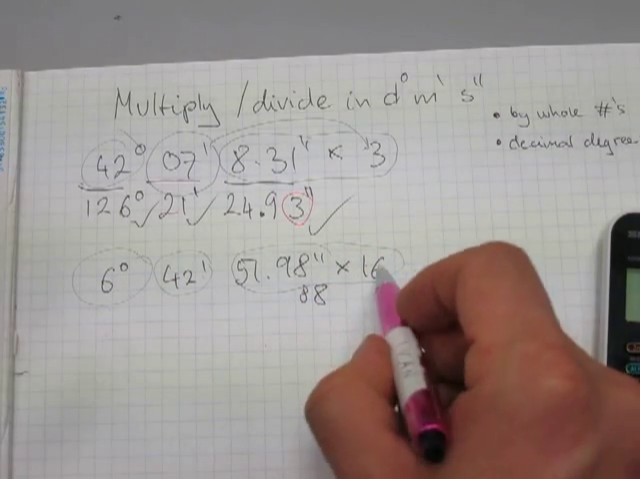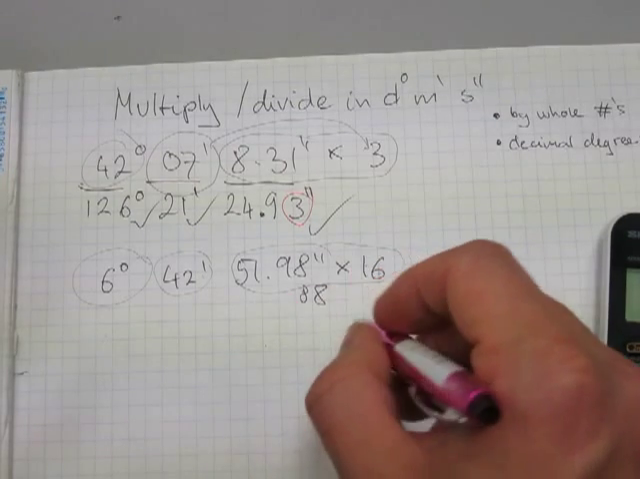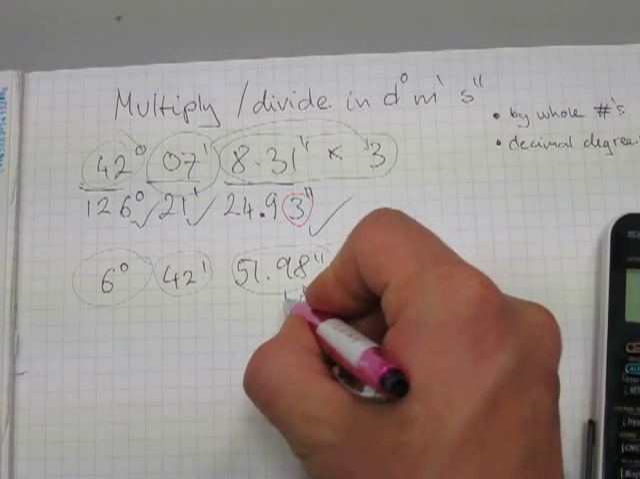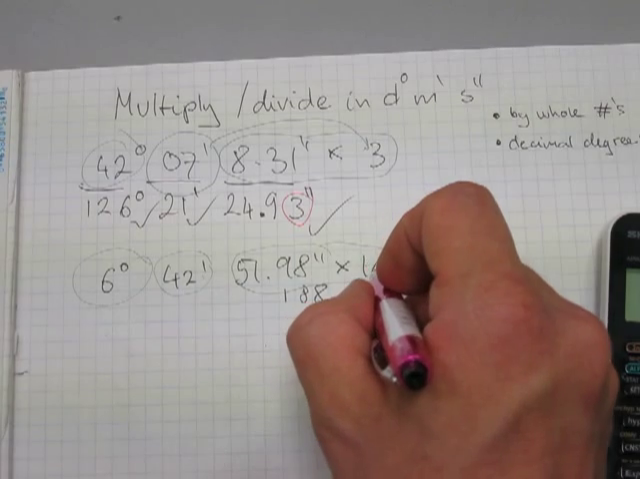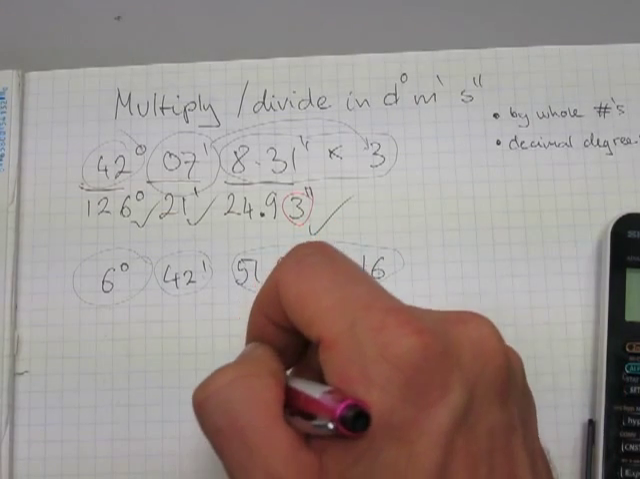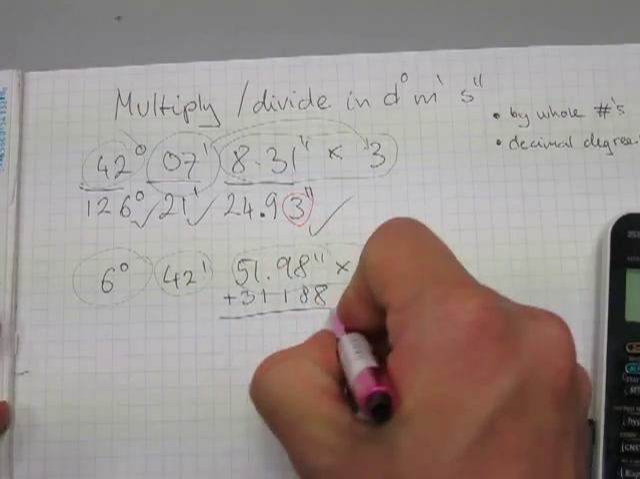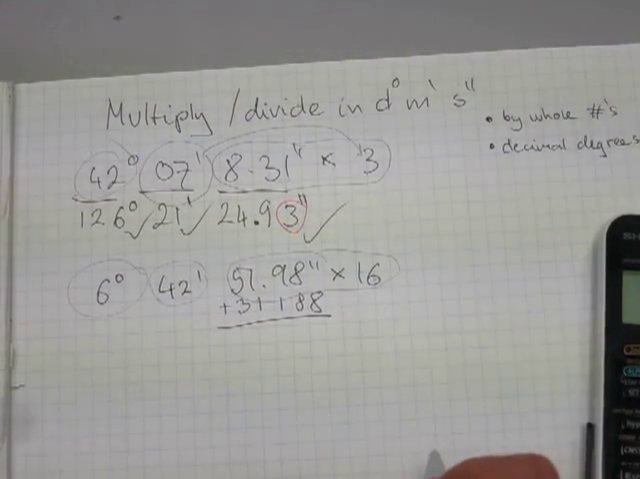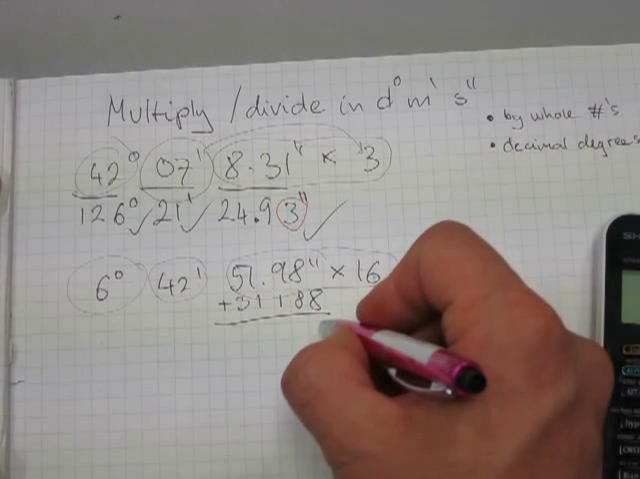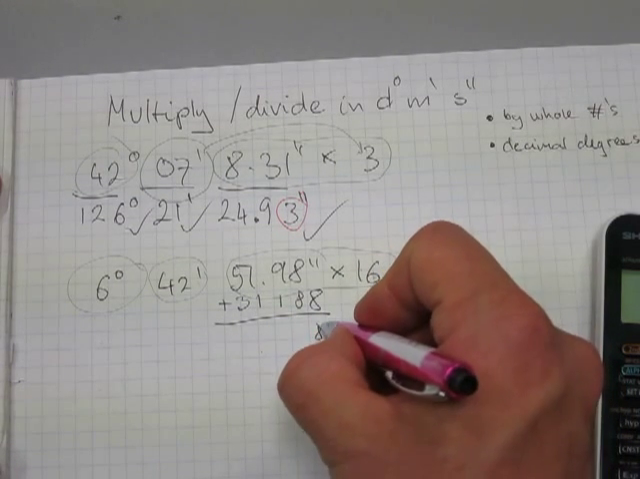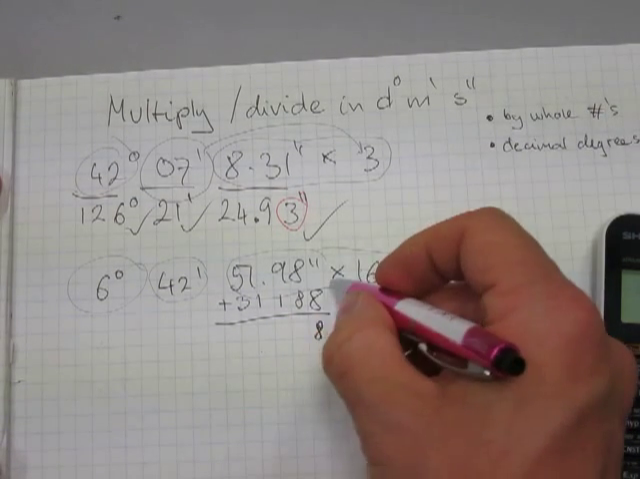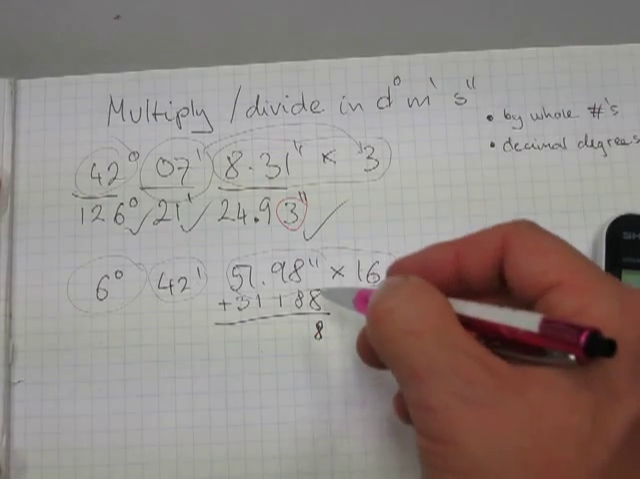And 5 left over. 6 times 1 is 6, plus 5 is 11, and 1 carry over. 5 times 6 is 30, plus 1 is 31. Now we can add the amounts. 0 plus 0 is 0. Sorry, 0 plus 8 is 8.